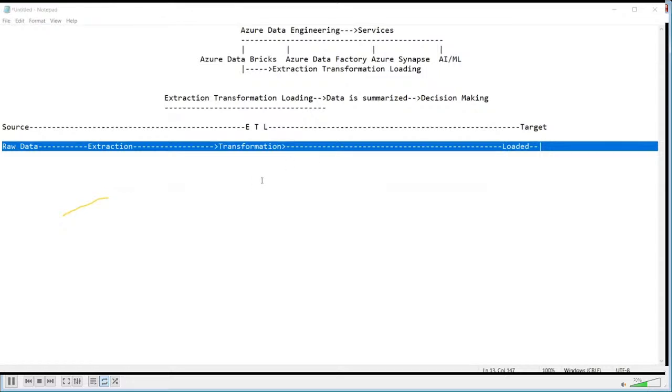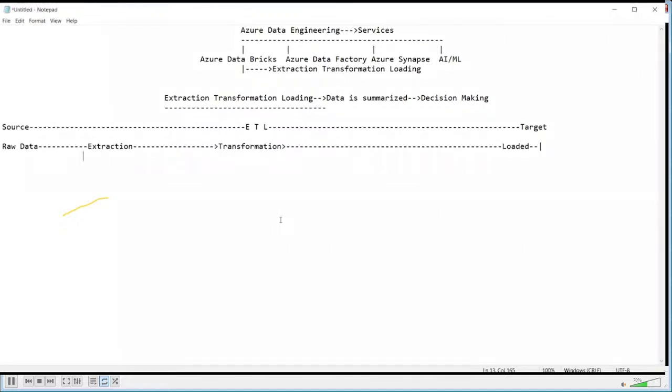Extraction, transformation, and loading is the process of picking up the required data and transforming the data as per the requirement. And ultimately, the transformed data, you will load it into the target. Okay. So, guys, is it clear for everyone what is ETL actually? Yes, guys. I want an answer, please.